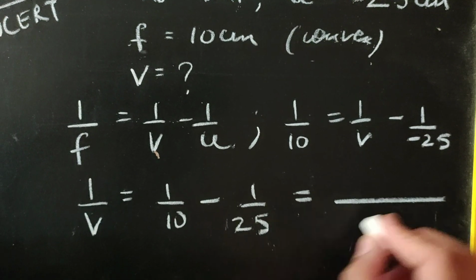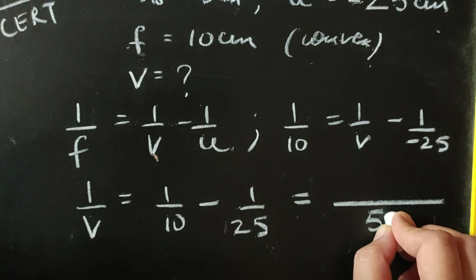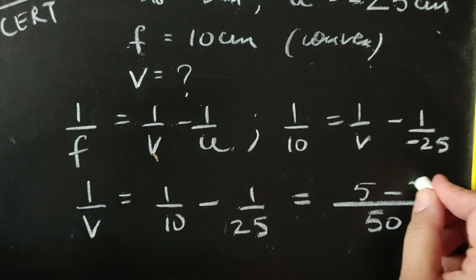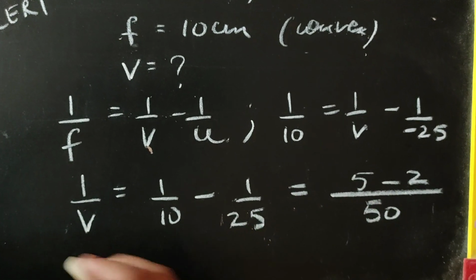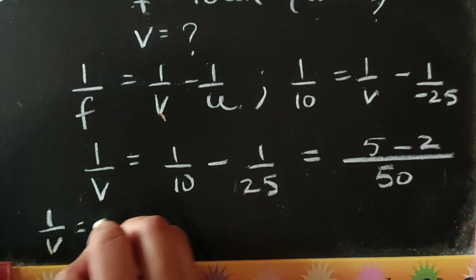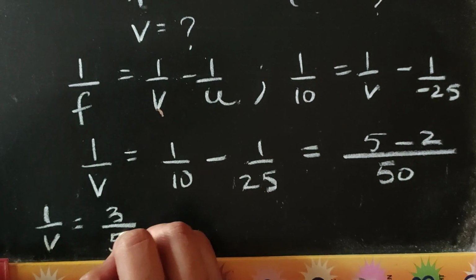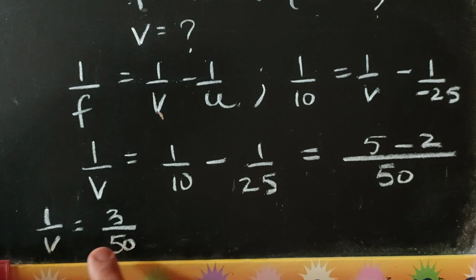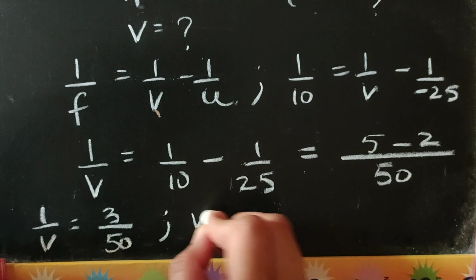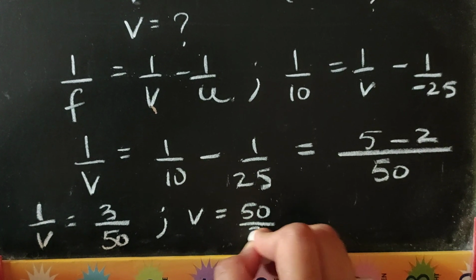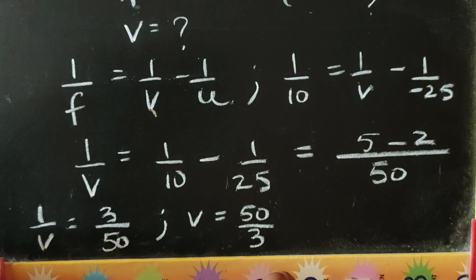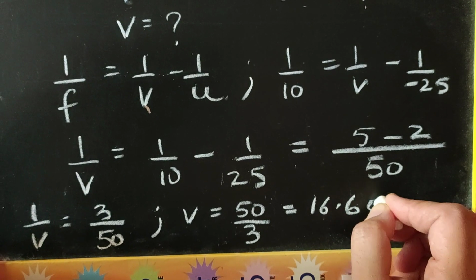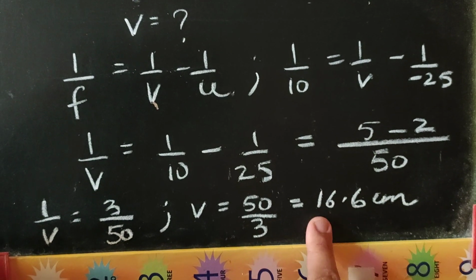we take the LCM for 10 and 25, 50. 5 minus 2. So we can calculate 1 by V as 3 divided by 50. Now this is 1 by V. To calculate V, we will reciprocate the terms. It becomes 50 by 3. Or to be specific, 16.6 centimeter. So that is the image distance.